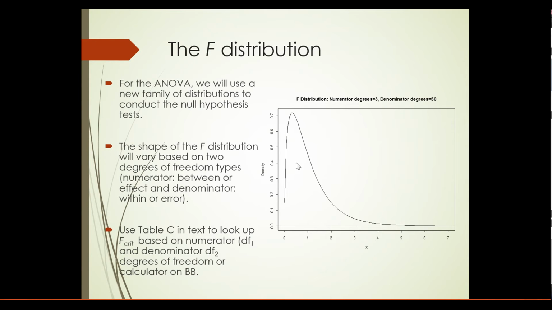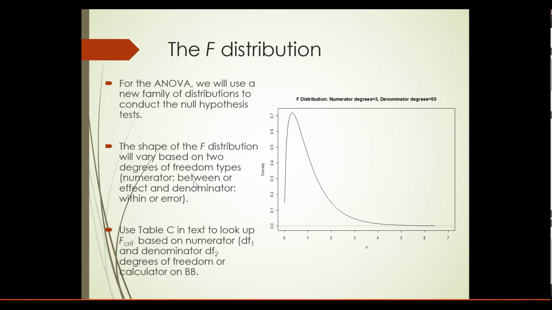The shape of the F distribution depends on the degrees of freedom in both the numerator and the denominator. The numerator is sometimes also called degrees of freedom 1, or degrees of freedom effect, or degrees of freedom between, depending upon which book you use. But that's basically the top one, and it's one of the determinants of the shape of the F distribution. The denominator degrees of freedom is another determinant. It's sometimes called df2, or df error, or df within, but it's basically the bottom one.